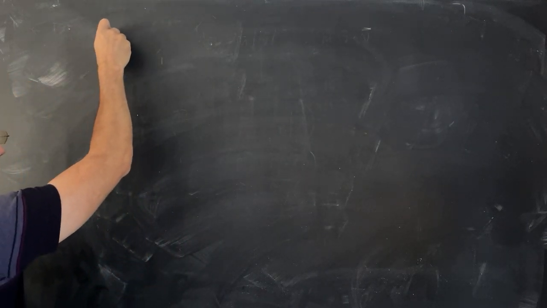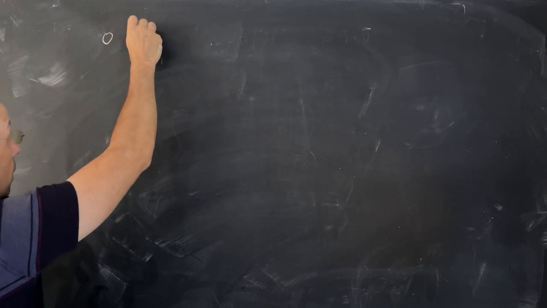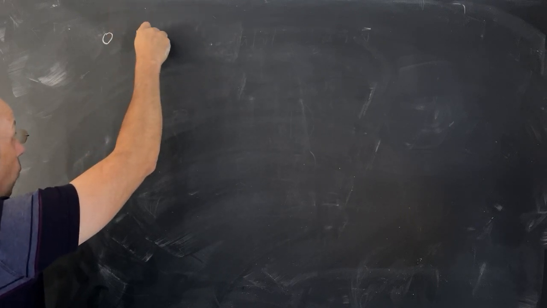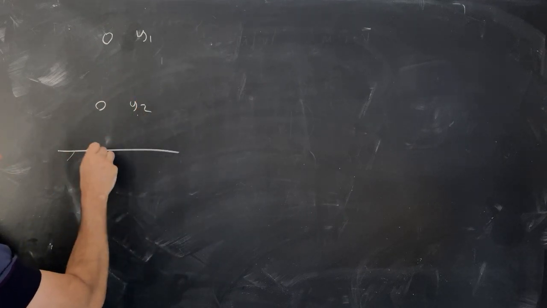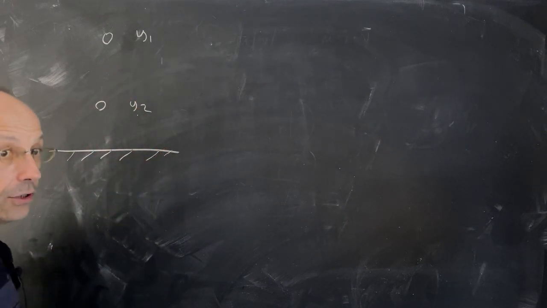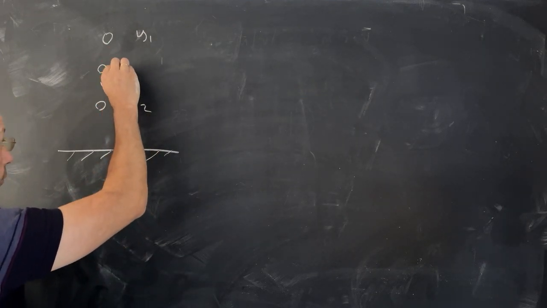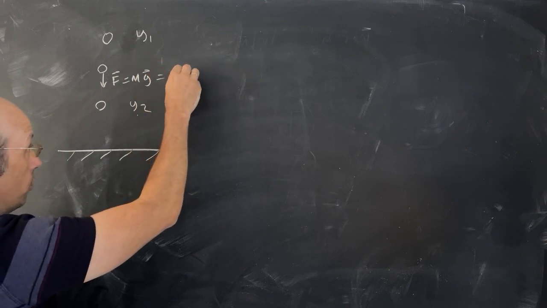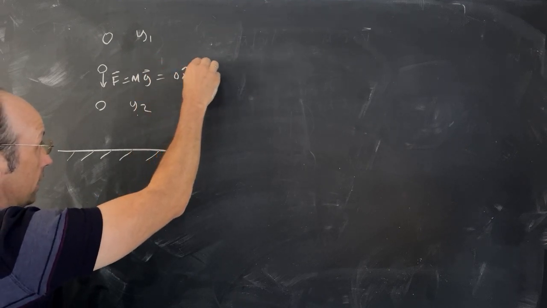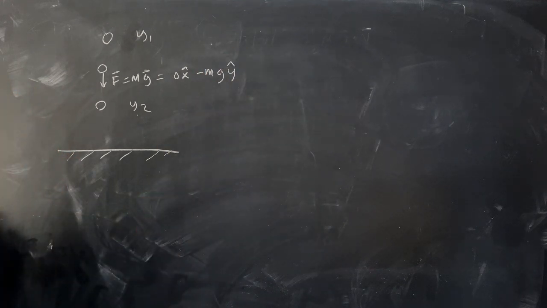Okay, so here's the situation. I'm going to take a ball at position, let's call that y1, and it's going to drop down to y2. And I'm just going to find the change in kinetic energy. As this ball falls, it has a force F equals mg, which is equal to 0 x hat minus mg y hat.